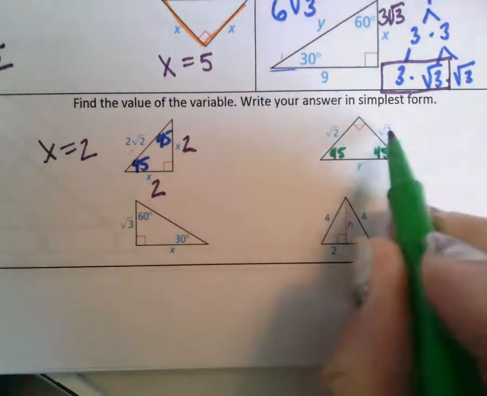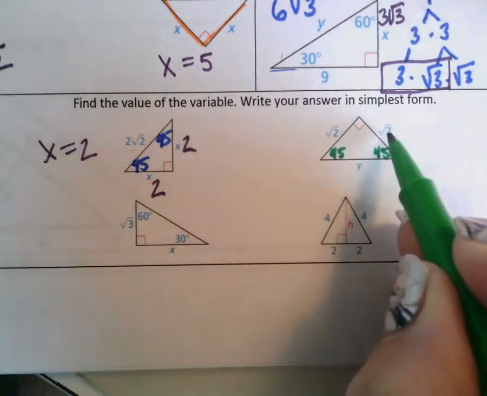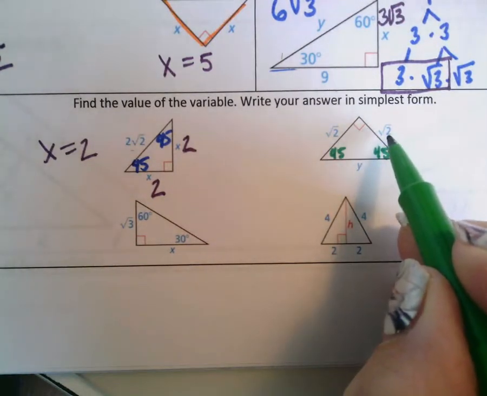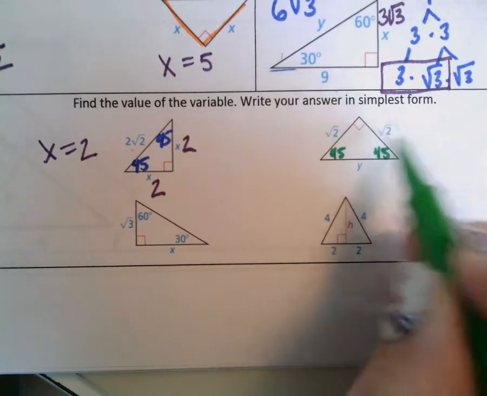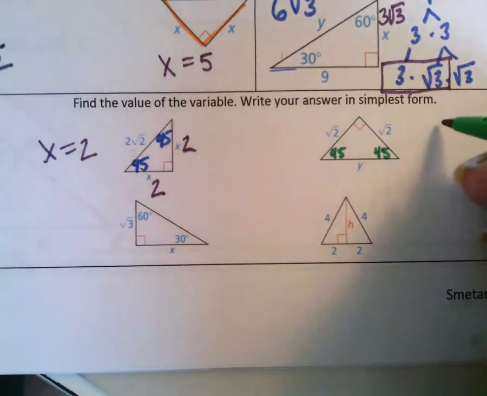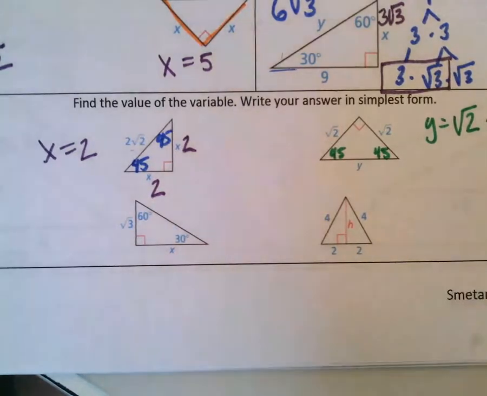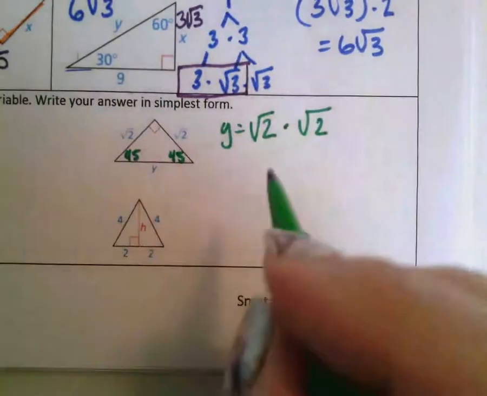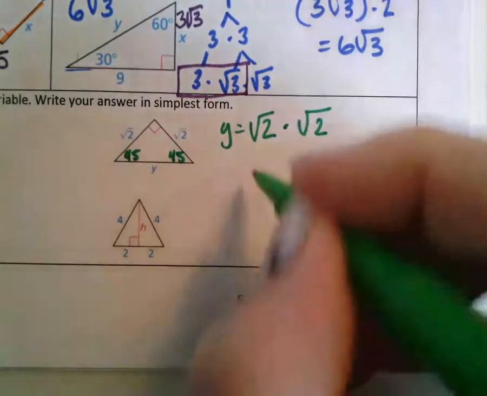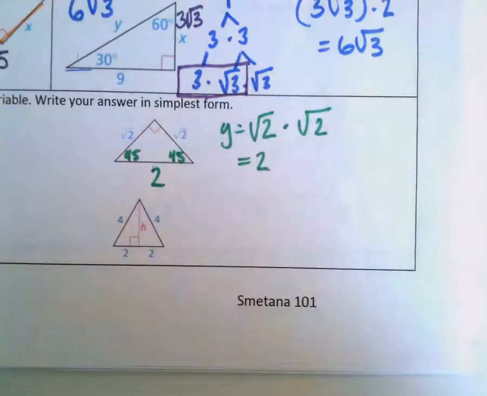So this time it's the square root of 2. So remember that this is this times the square root of 2, right? So whatever this is times the square root of 2. Well, if you have this as the square root of 2 and you multiply it by another square root of 2, then you're going to have 2. So y is equal to 2.